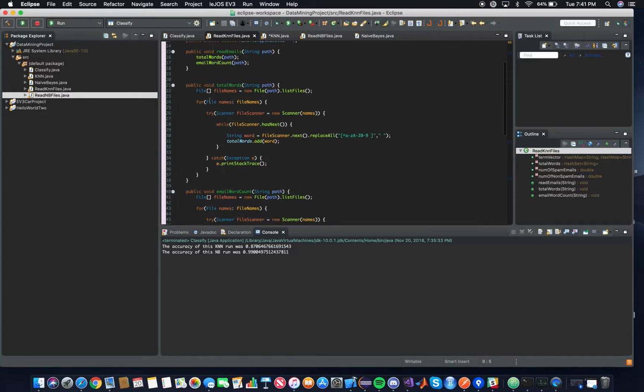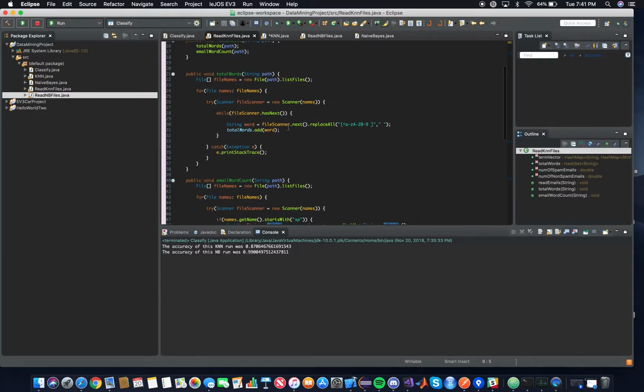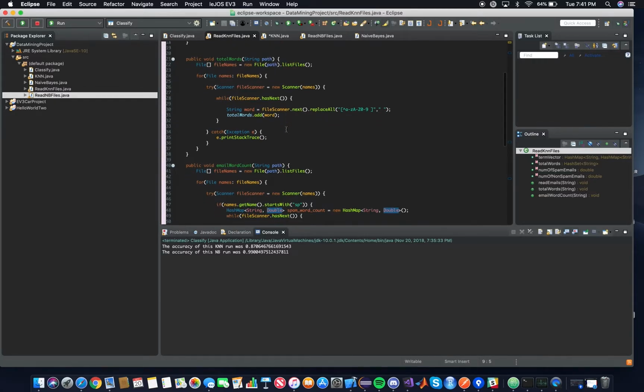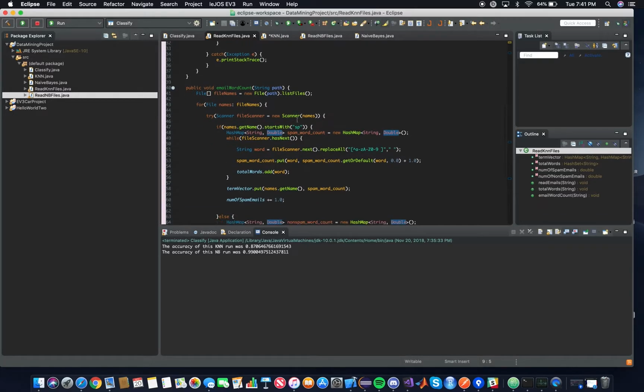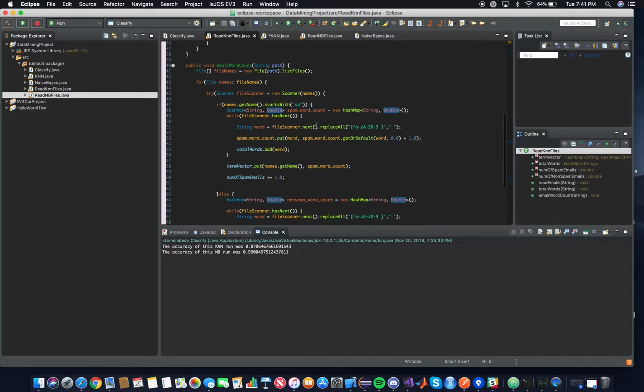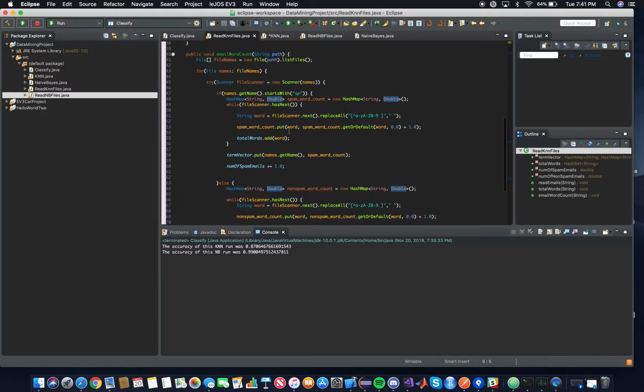It just cycles through each file and inputs them correctly into each hash map, and counts the amount of words. It puts the word in. If the word does not appear in the hash map already, it will put it in as 1, the initial word in.